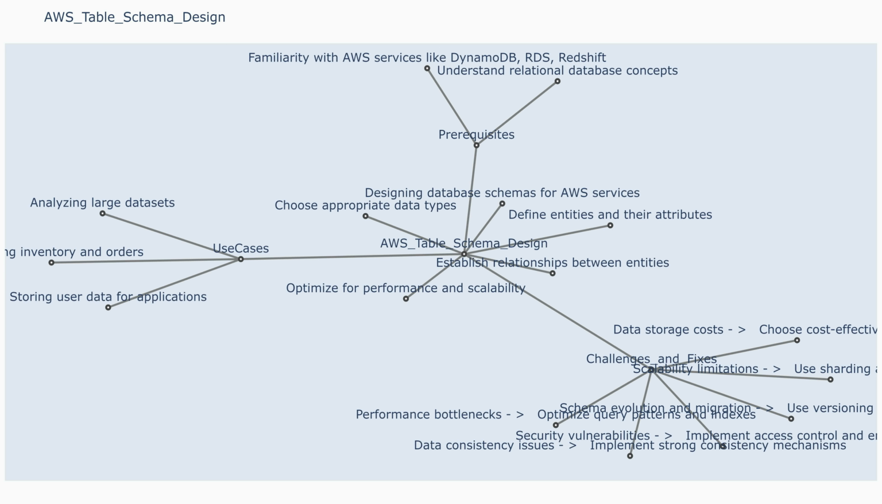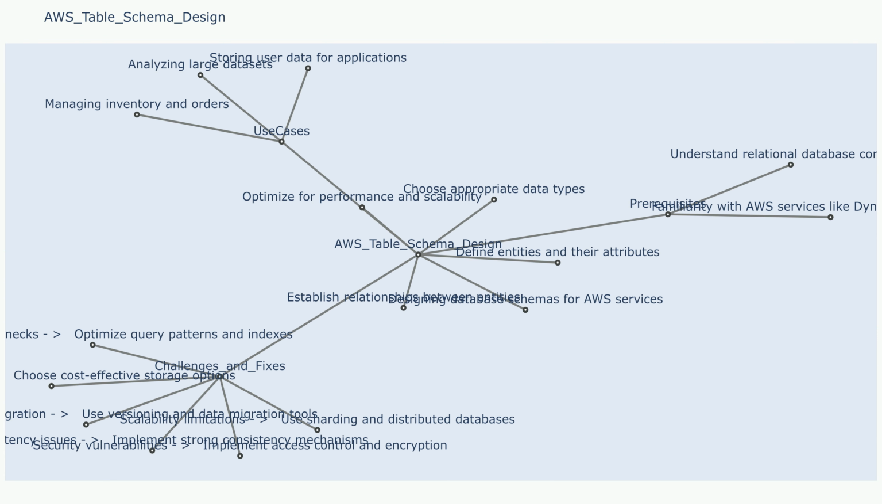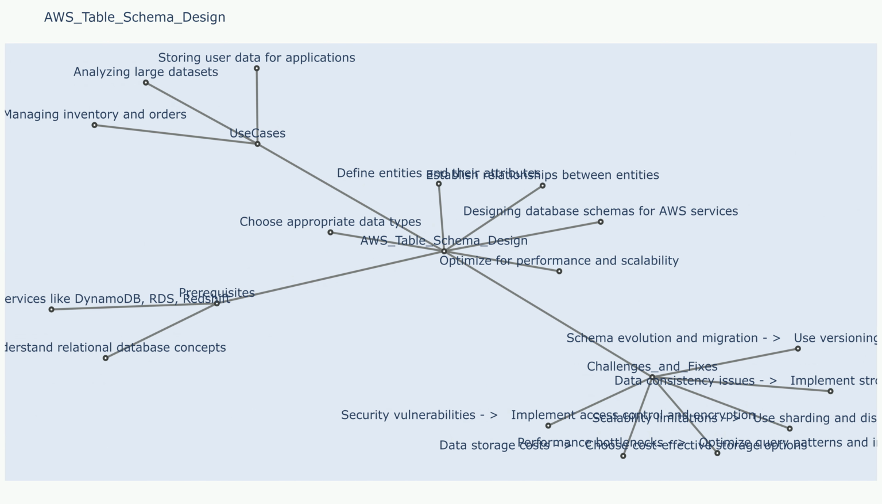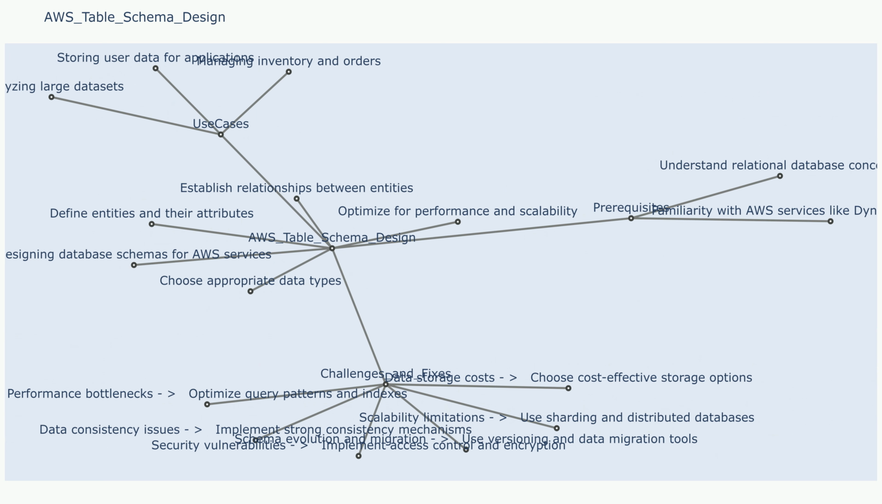AWS Table Schema Design Description. Designing database schemas for AWS services involves planning the structure and organization of your data within AWS databases like DynamoDB, RDS, and Redshift. It ensures efficient storage, retrieval, and management of information for your applications and workflows.